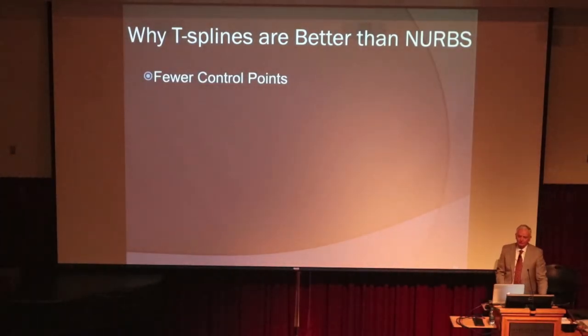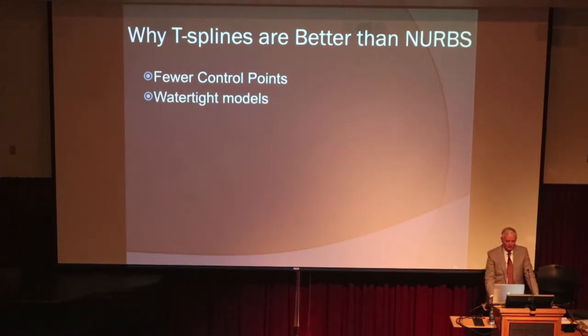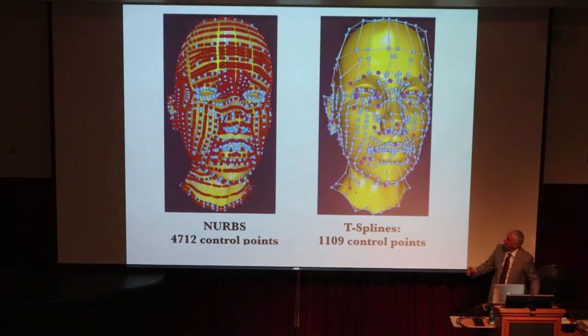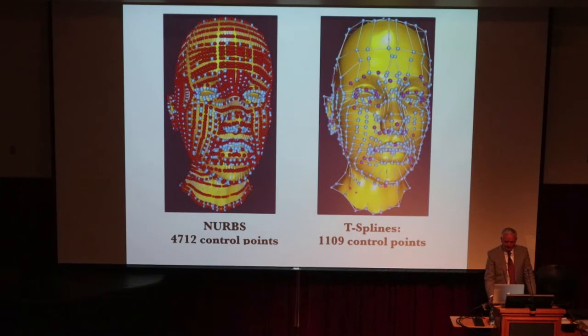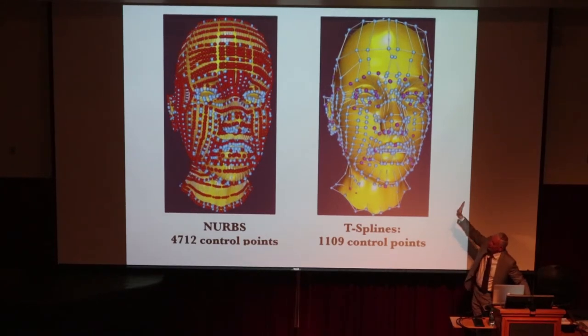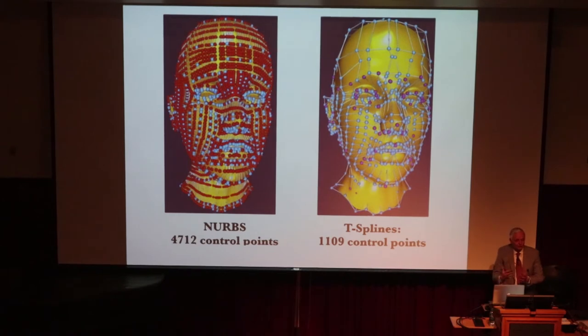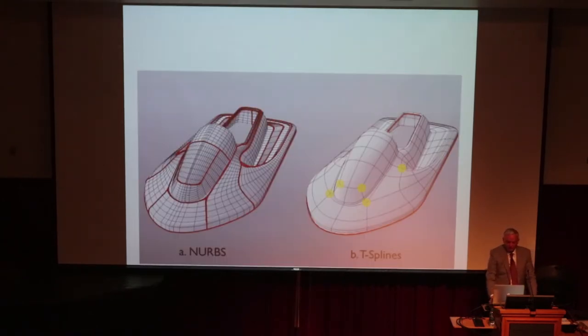So why are T-splines better than the prevailing technology of NURBS? Well, fewer control points. The models are watertight, and they're a lot easier to use for the designer. And we already saw this example of how, since you have control points only where you need them, like where the high definition is at the nose and the lips and the eyes, that's where you have the control points. There are fewer control points on the cheeks and the forehead, so it's much more artist-friendly.